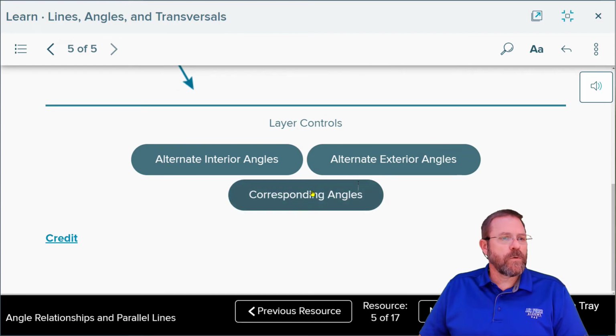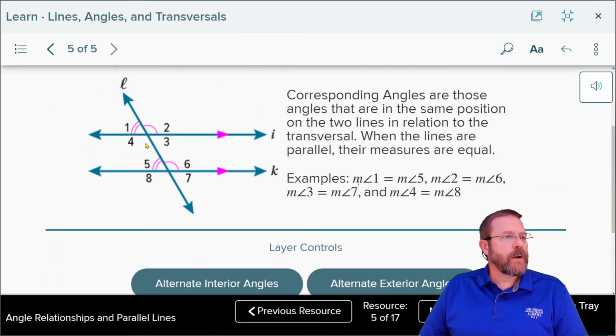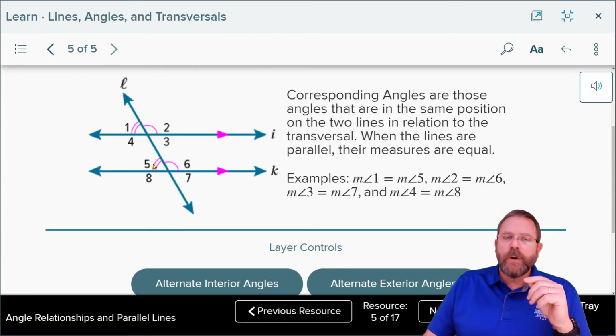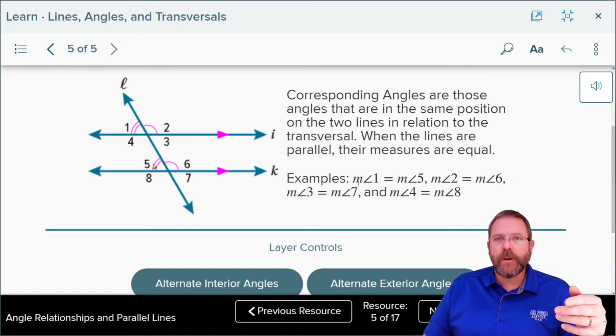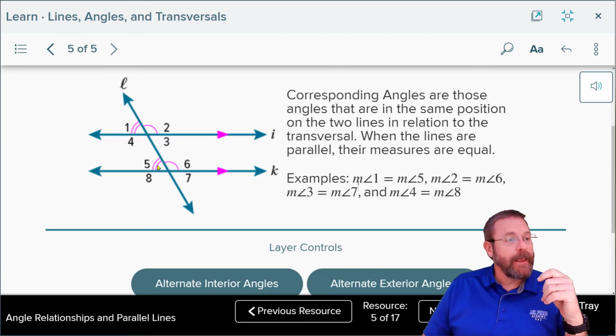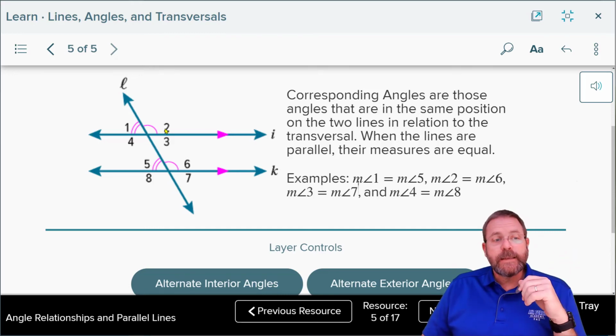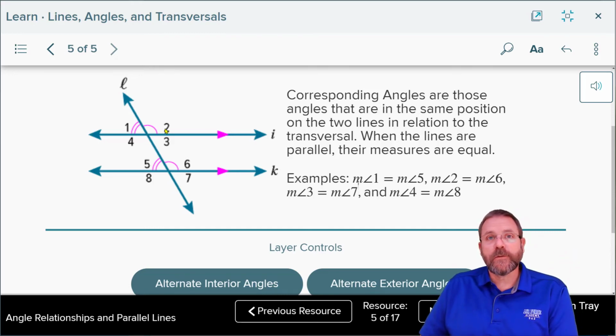Finally, we have the corresponding angles, and the corresponding angles are angle 1 and angle 5. The corresponding angles are on the same side of the transversal and the same side of the parallel lines. So angle 1 and angle 5 are going to be congruent, they're corresponding angles, and so are angle 2 and angle 6. Those are going to be congruent as well. But obviously angle 1 is not going to be congruent to angle 6.